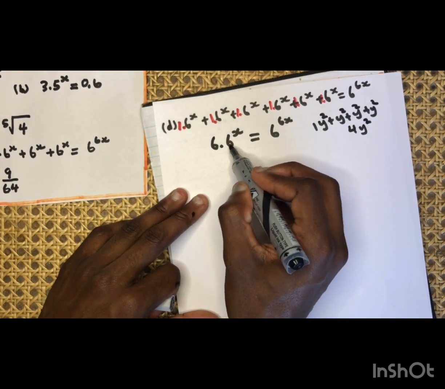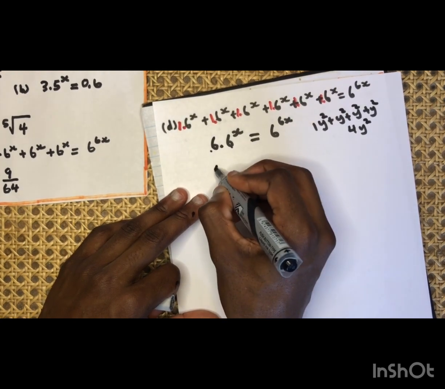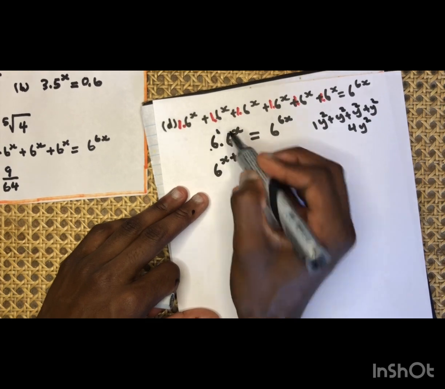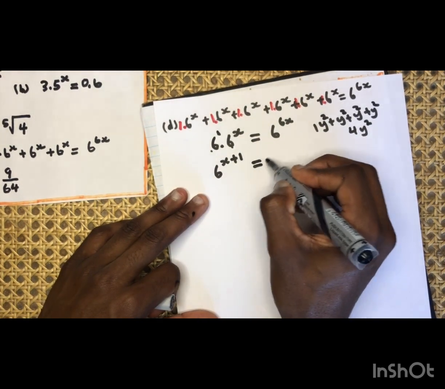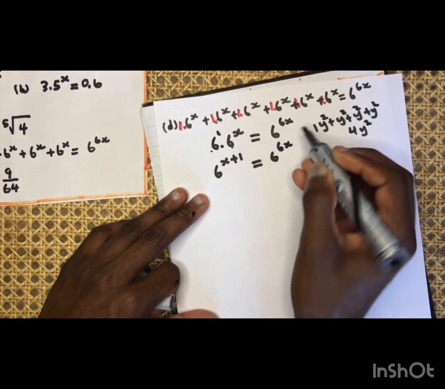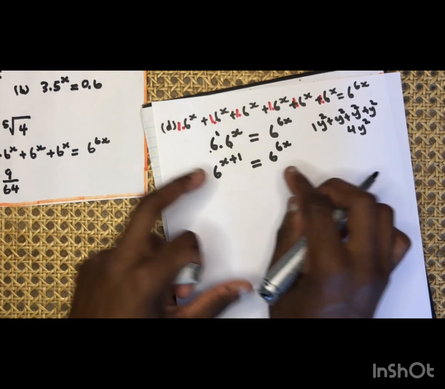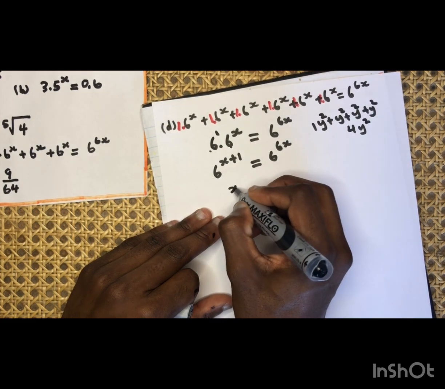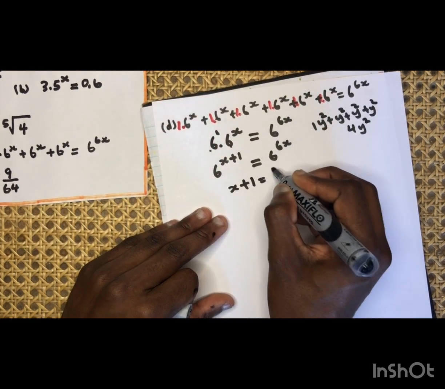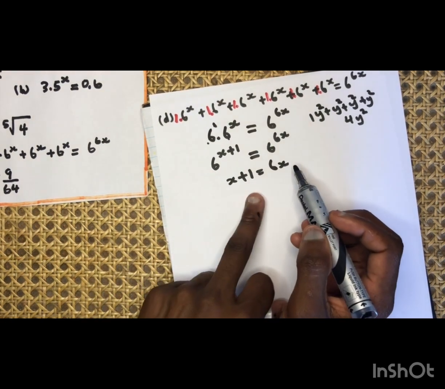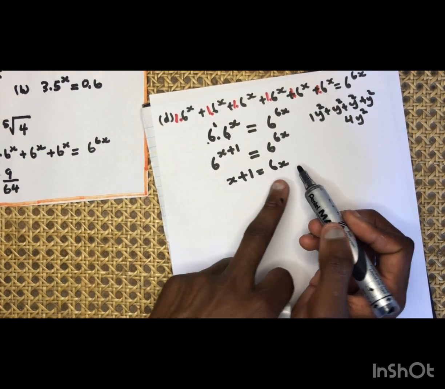So the aim here, guys, the bases here are the same. So I have to take one base and add the exponent. So the power here was 1, so 6 to the power x plus 1 equals 6 to the power 6x. Now the bases are the same, so I will drop the bases and equate the exponents. Understand? So now we have to collect the like terms. So I have x plus 1 equals 6x.